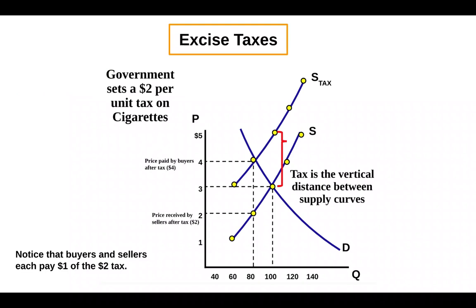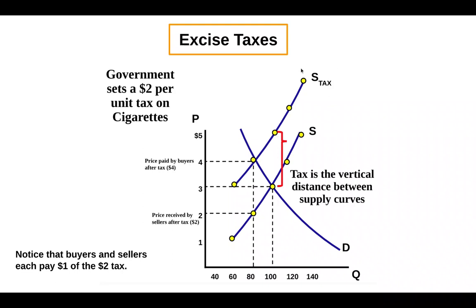The way to do this is to notice that the tax is the vertical distance between the supply curve and the supply curve affected by the tax. You'll notice here that there is no arrow indicating this curve shift. Why? Because it's not really a curve shift. This is the same supply curve. Remember, all we're changing is the price. And when you change the price, you move along the supply curve.